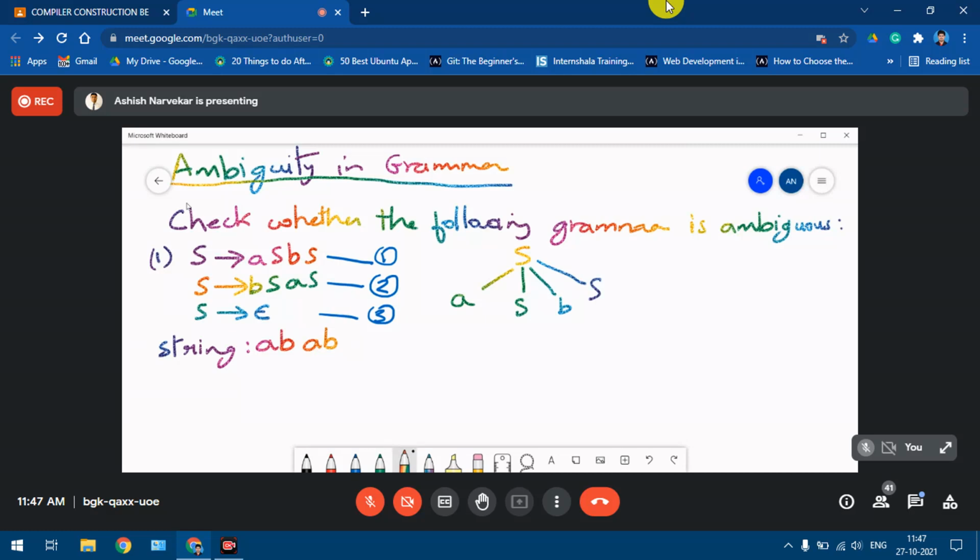S. Okay, so let's have a leftmost derivation. So we have S derives A, S, B, S. We have taken that particular production. So now we know that after the first A, the second symbol needs to be B. Okay, so what do we do? We can expand this by using the second production. Okay, let's try using the second production. So it is B, S, A, S. Okay, so B, S, A, S.